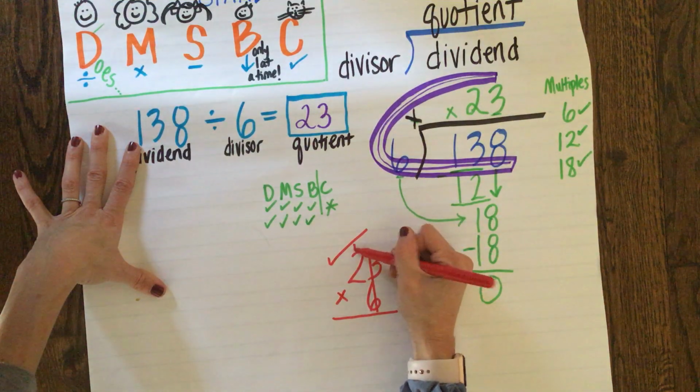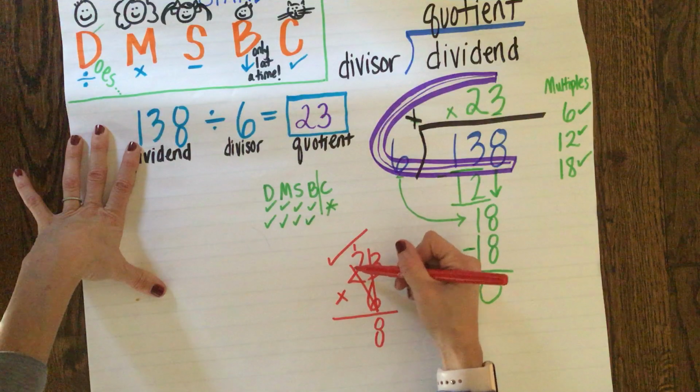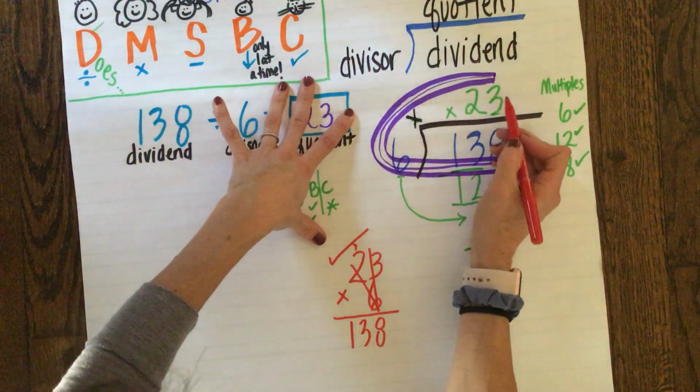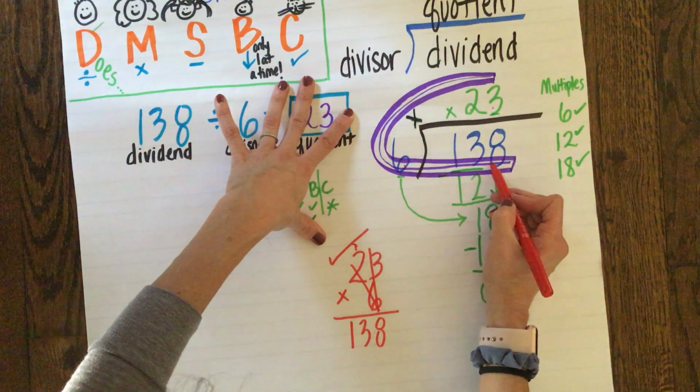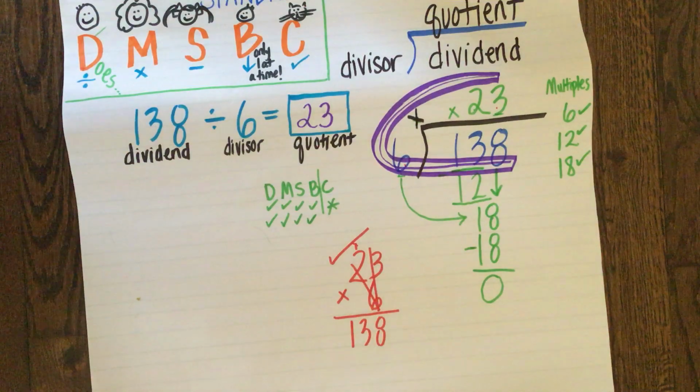6 times 3 is 18. 6 times 2 is 12, plus 1 is 13. So again, 23 times 6 better equal 138. It did. That tells me that my quotient is correct.